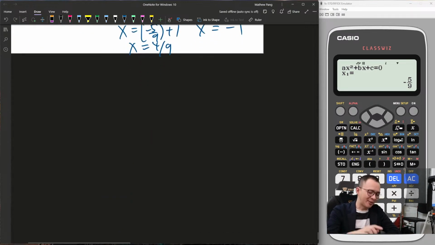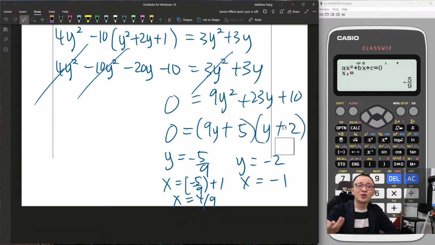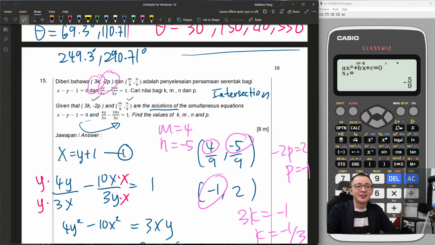You need to solve the simultaneous equation. And then from there, you should get 2 different x coordinates and 2 different y coordinates. Then you compare with the given answer. The common mistake for this kind of 8-mark question is the student subs in the 2k, 3k and 2p too early into the equation, and then you're stuck there. Or if you sub the m over 9 and n over 9 in too early, you might get some trouble.